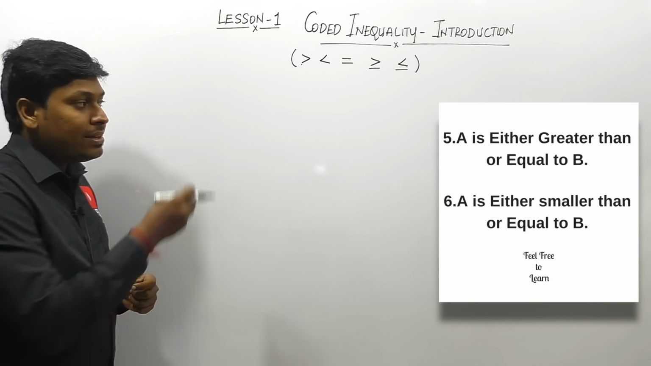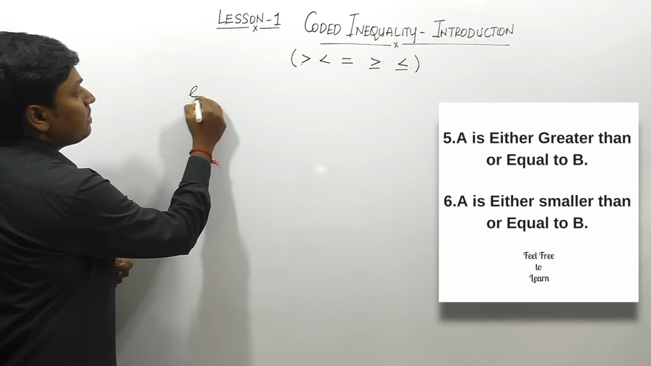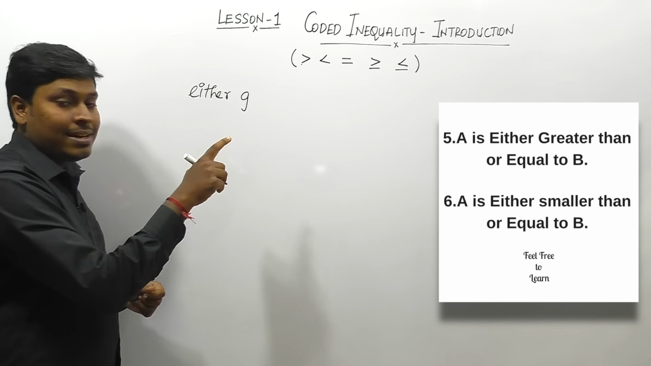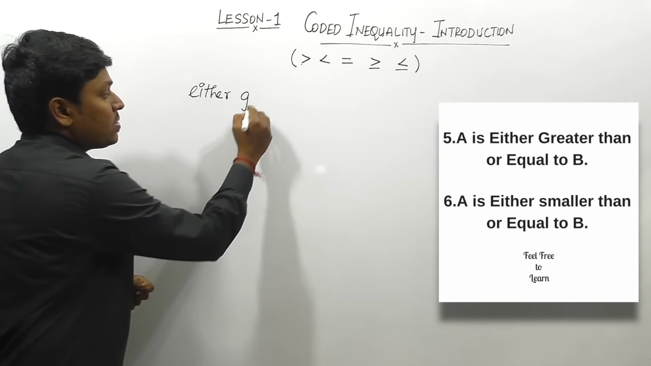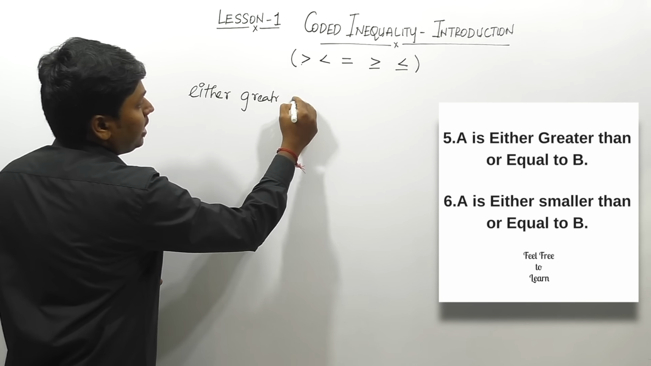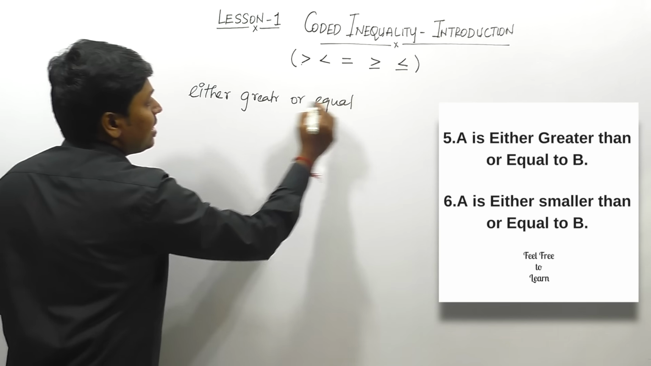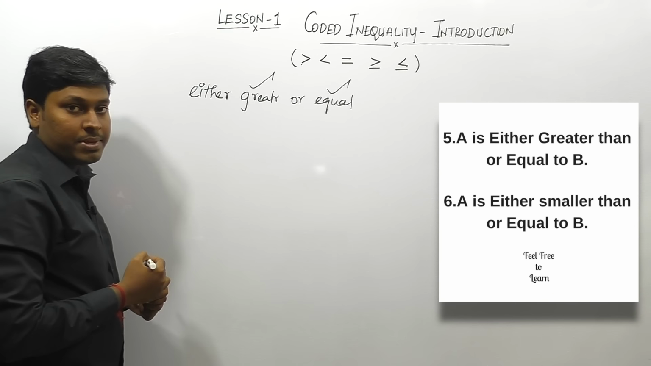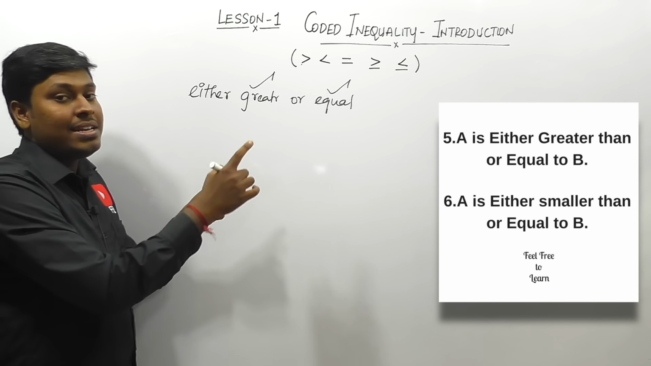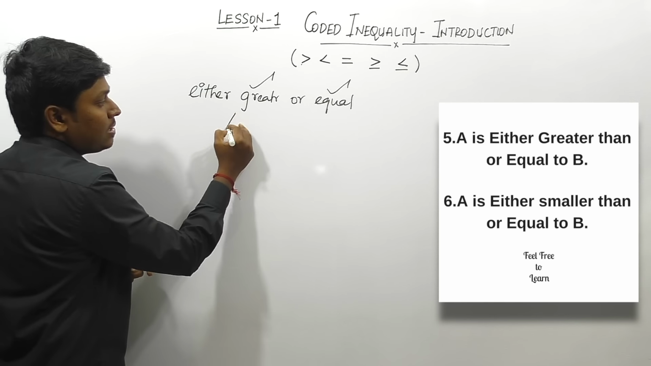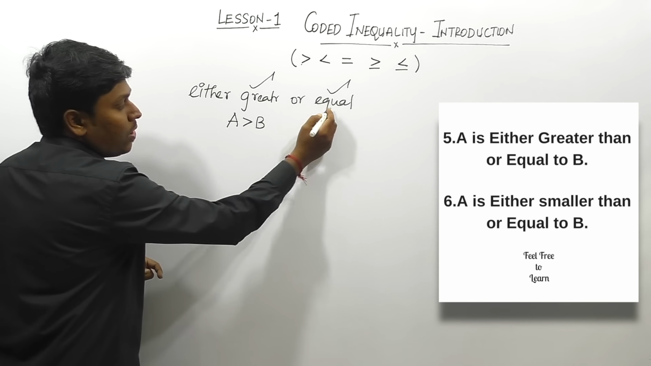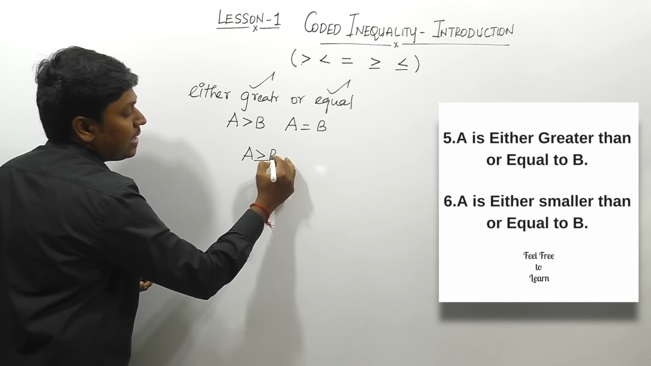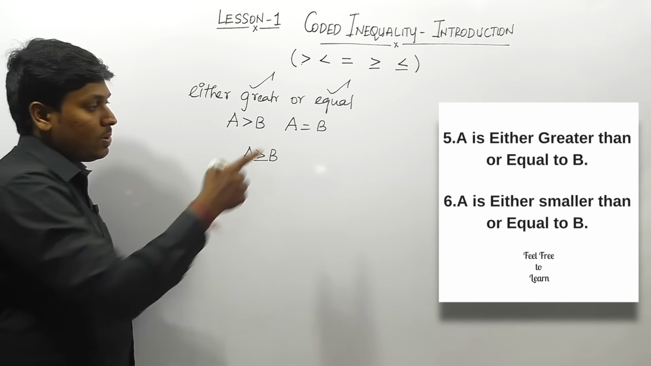Condition number 5. So here the condition number 5 is based on the concept called either or. Listen carefully, here A is either greater or equal. So the meaning of either or is you need to consider the symbol greater, and also you need to consider equal to. So while comparing A and B, the condition says A is either greater than B, or A is equal to B. So finally we can say that the answer is A greater than or equal to B. Friends, got it?